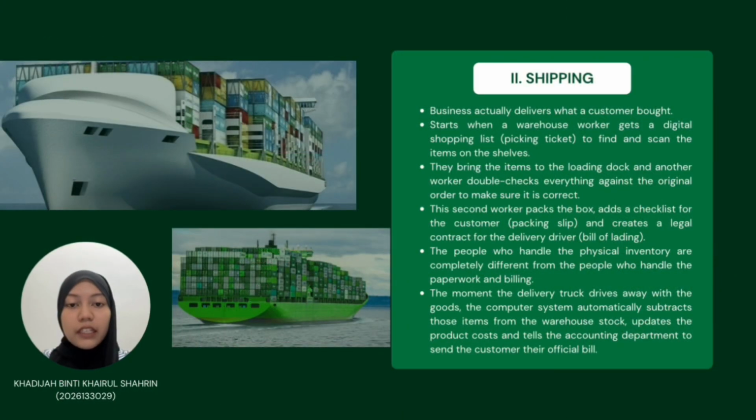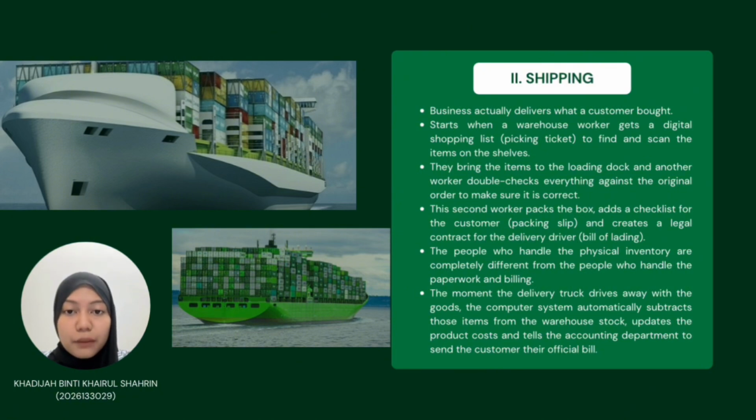The second activity in the revenue cycle is shipping. The shipping process is when a business actually delivers what a customer bought. It starts when a warehouse worker gets a digital shopping list called a picking ticket to find and scan the items on the shelves. They bring the items to the loading dock where another worker double checks everything against the original order to make sure it is correct.